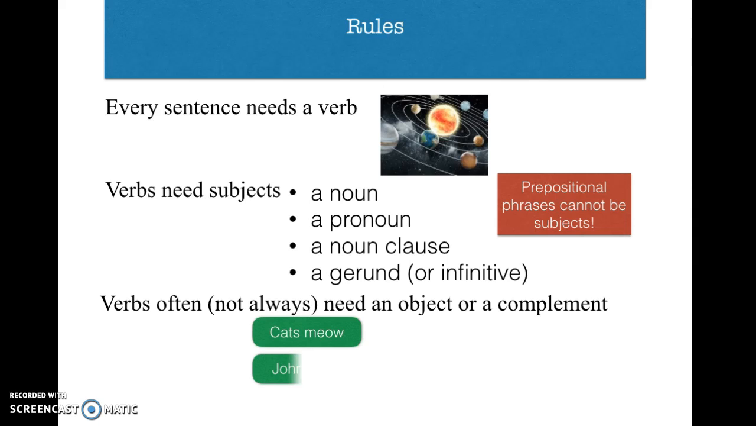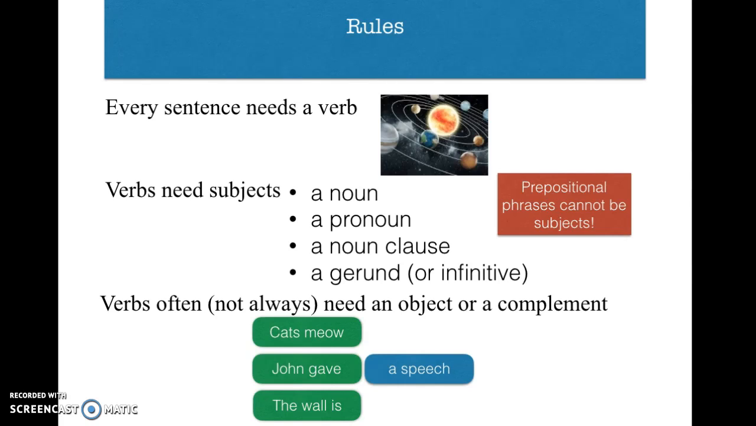But most verbs actually need objects. For example, you can't just say John gave. You need an object after the verb. So John gave a speech. That's fine. Okay, gave or give needs that object. Meow doesn't. A complement is like, the wall is red. It's not an object in itself, but it complements the verb to be here.